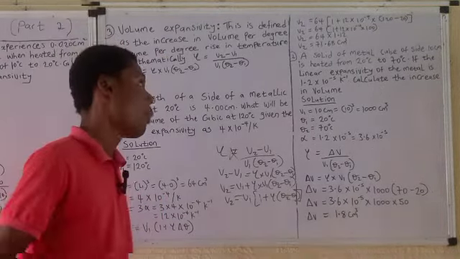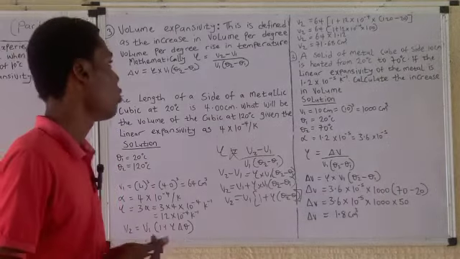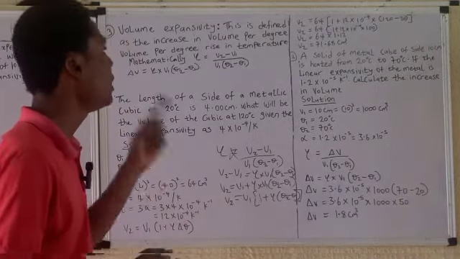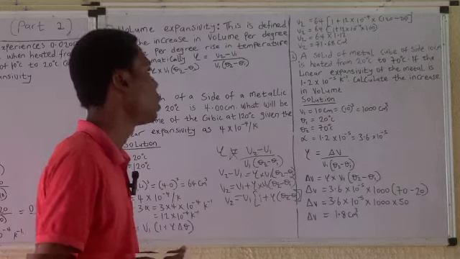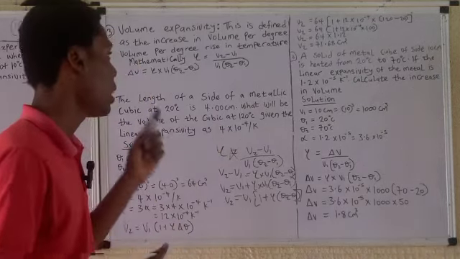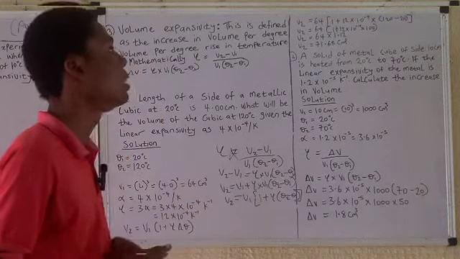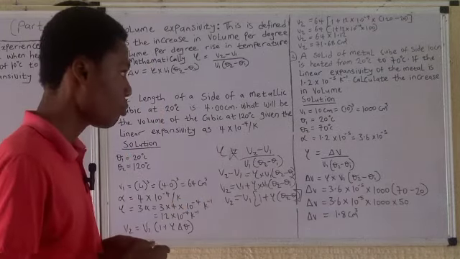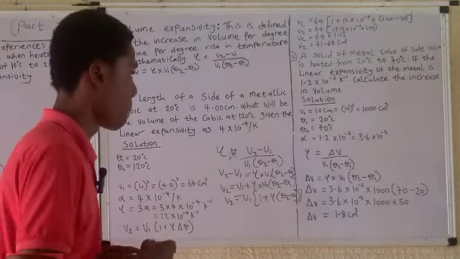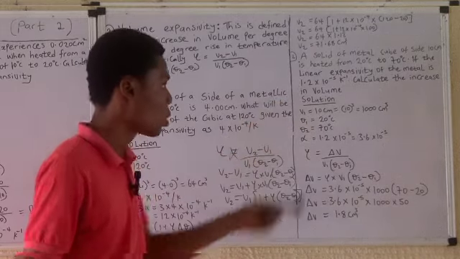Now let's move to our number 2 question. A solid metal cube of size 10 centimeter is heated from 20 degrees Celsius to 70 degrees Celsius. If the linear expansivity of the metal is 1.2 times 10 raised to power minus 5 per Kelvin, calculate the increase in volume. We bring out our parameters first. So in the question, what are our parameters?